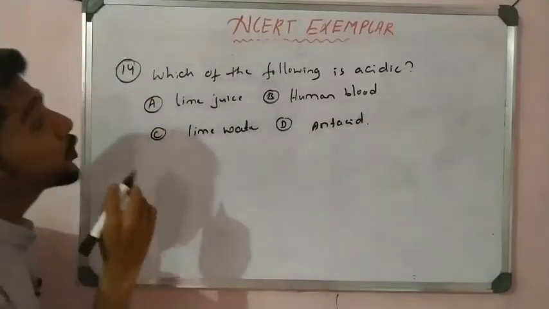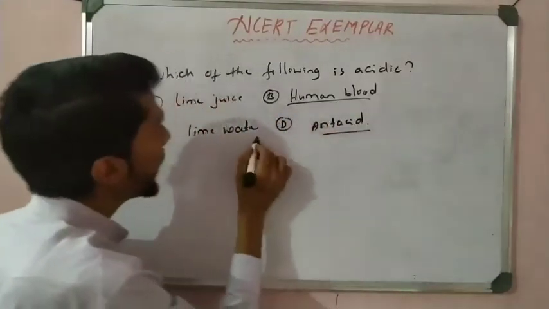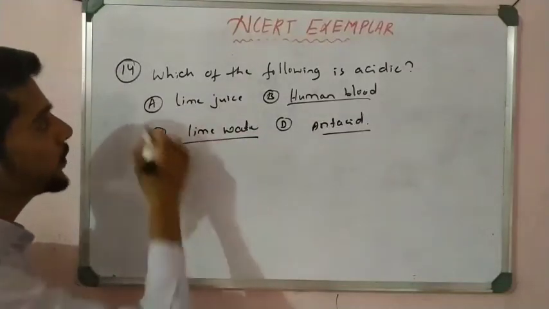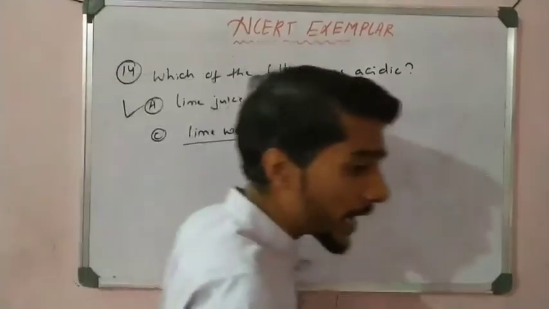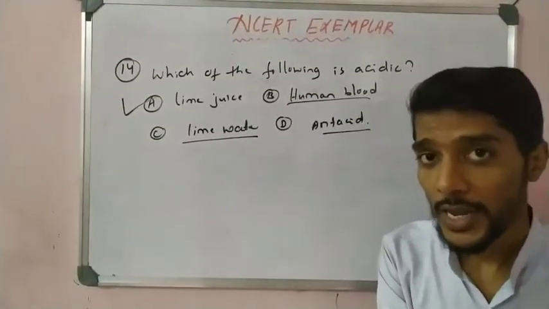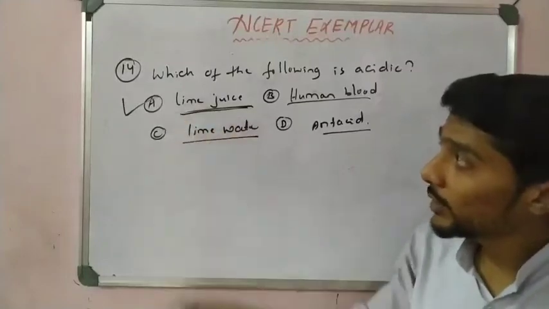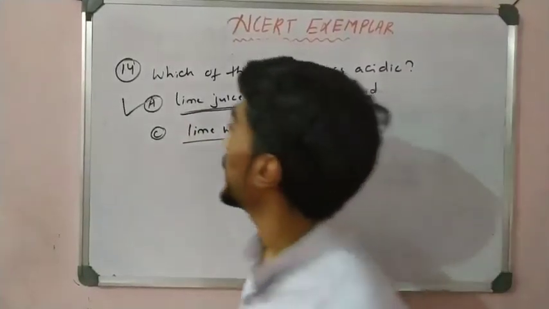Okay, see which of the following is acidic, they are asking. So human blood, antacid and lime water are bases, right? So which is an acid? We know the natural acids: citric acid, tartaric acid, methanoic acid. So one example is lemon juice.